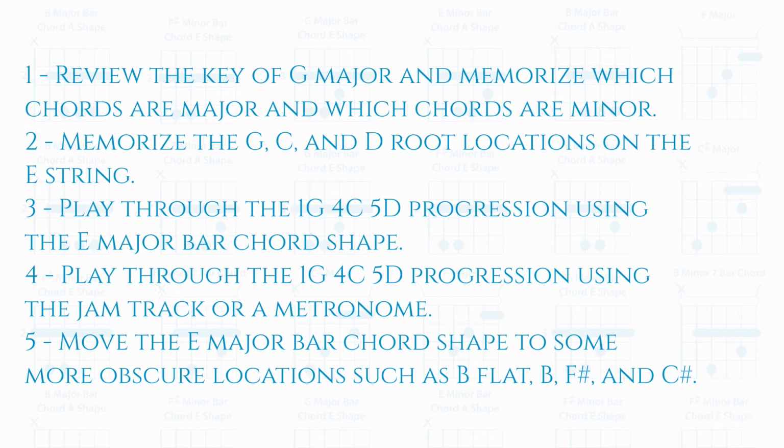Well, that's it for this lesson, so here are your assignments. 1. Review the key of G major and memorize which chords are major and which chords are minor. 2. Memorize the G, C, and D root locations on the E string. 3. Play through the G, C, and D progression using the E major bar chord shape. 4. Play through the G, C, D progression using the jam track or a metronome. 5. Move the E major bar chord shape to some more obscure locations such as B flat, B, F sharp, or C sharp. And that's it.